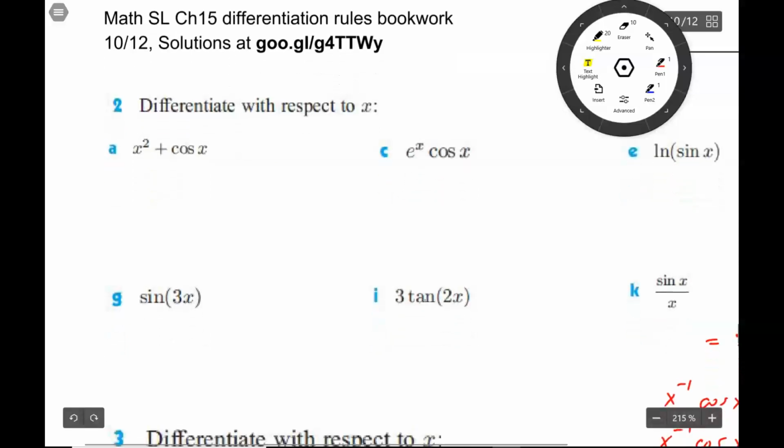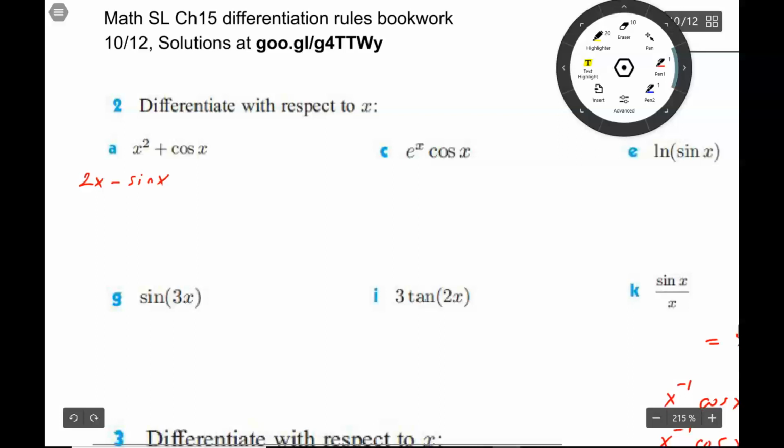Okay, let's start page 10. 2a, differentiate with respect to x, continuation of page 9. Except now we have a mixture of different functions, right? So 2a, we're going to take the derivative of x squared, which is just power rule, 2x, and the derivative of cosine x, which would be negative sine x, right? And no chain rule, that was pretty easy.